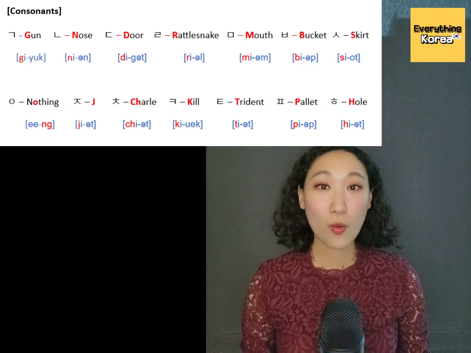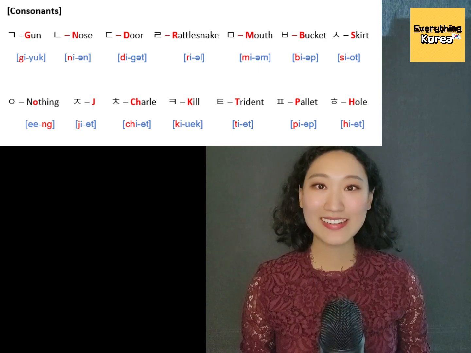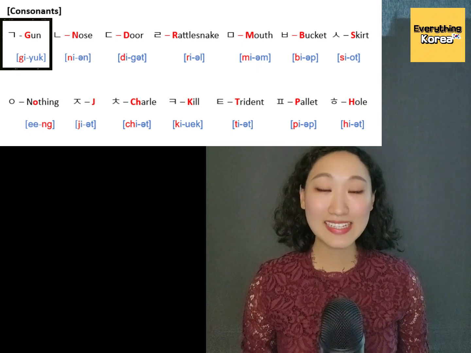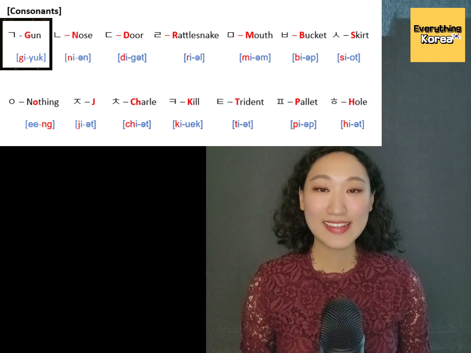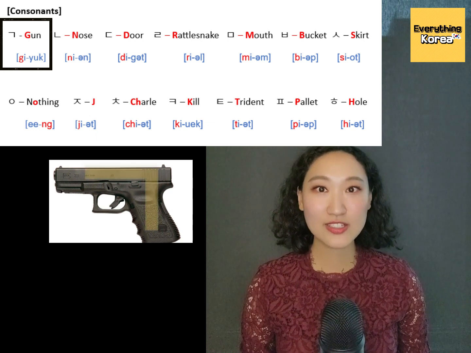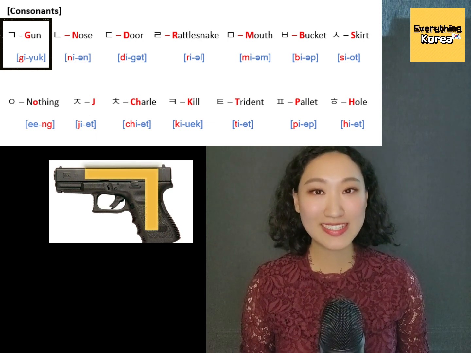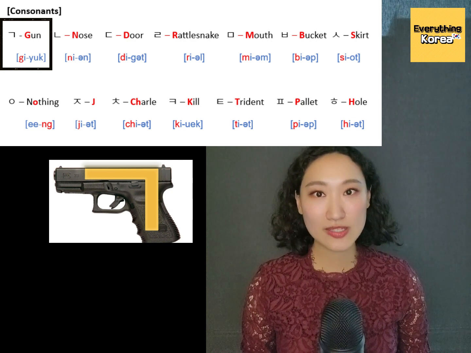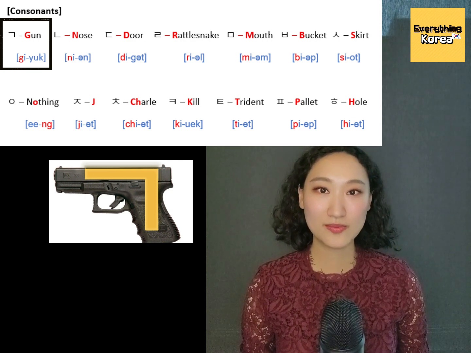There are 14 consonants in Korean. The first one is 기역. It looks like a gun. So remember the G sound. But sometimes it sounds like K as well.